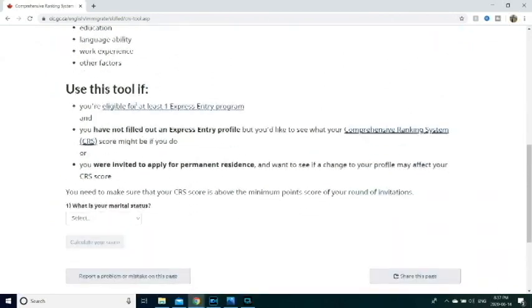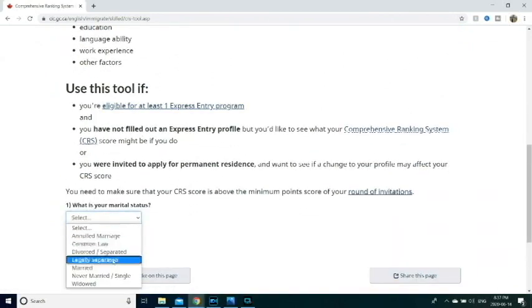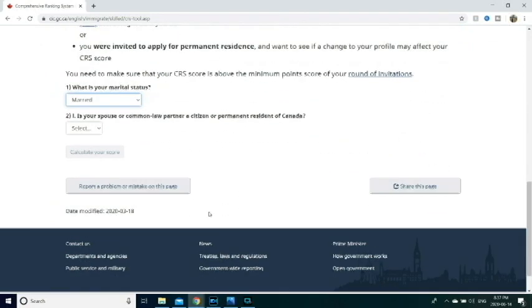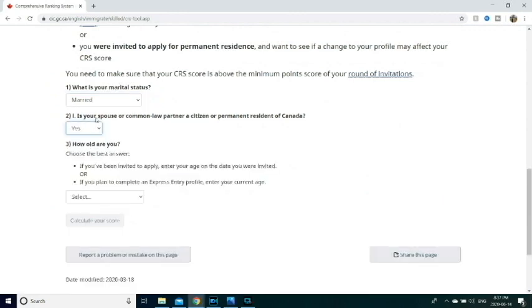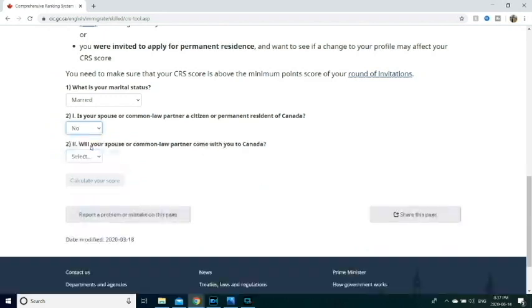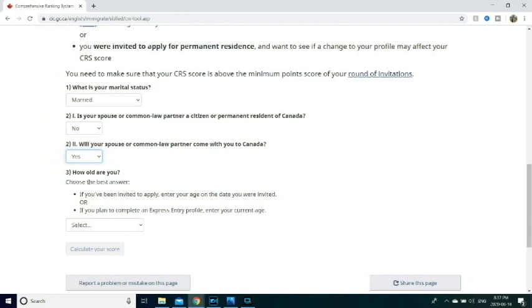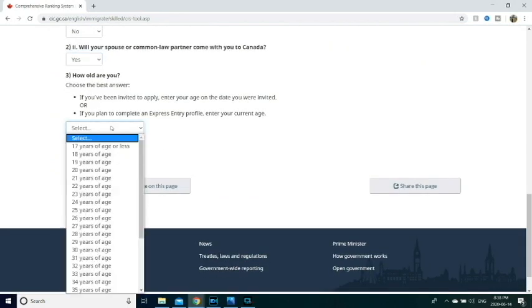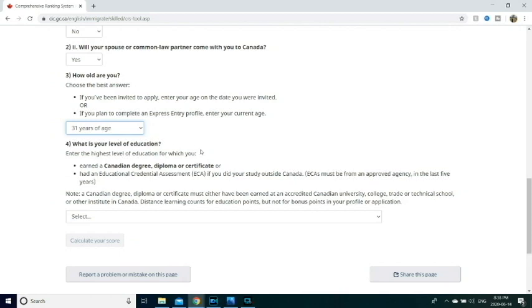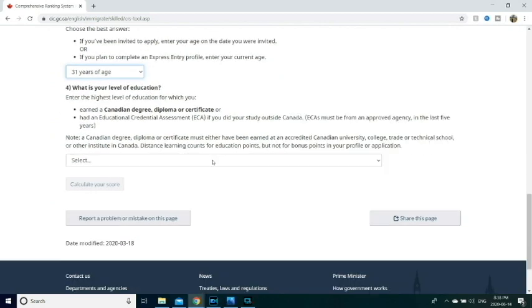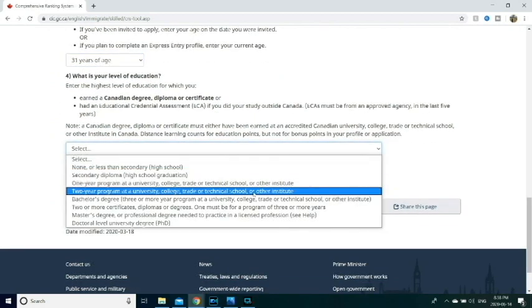Another scenario is you are married. Your spouse is not a Canadian PR holder or Canadian citizen. It is no. And definitely he or she wants to come with you to Canada. Not immediately, but definitely later, because that's the general scenario. Okay, how old are you? Let's say you are 31 years old. What is your level of education? Let's say you have a master's.